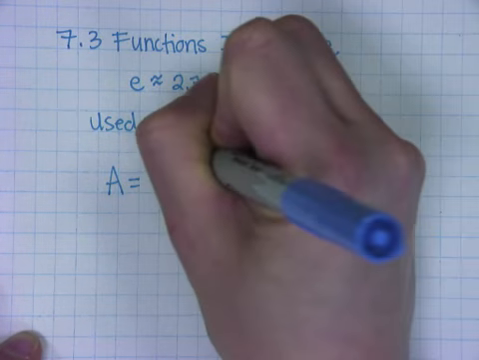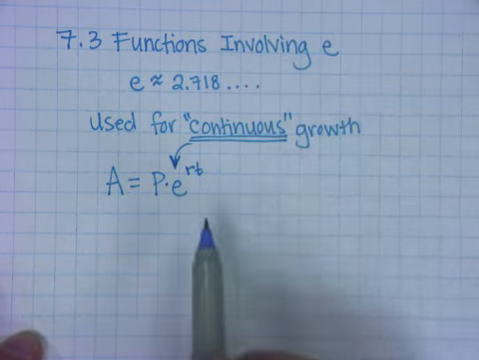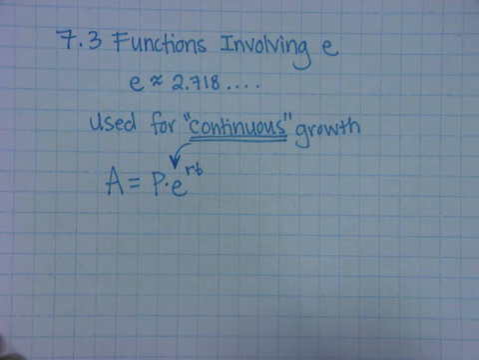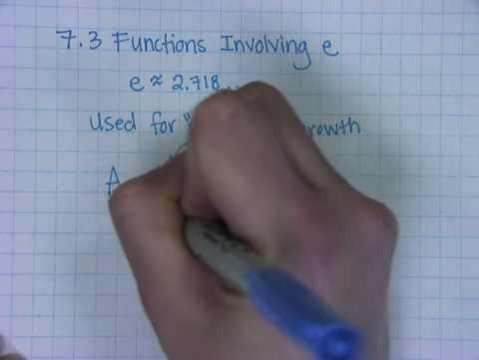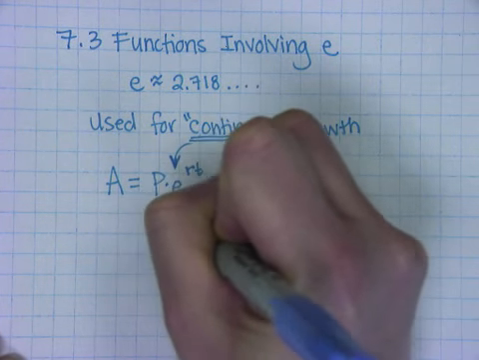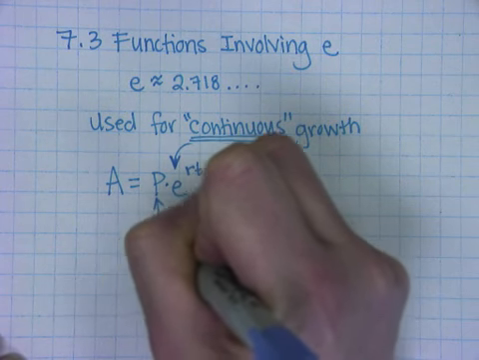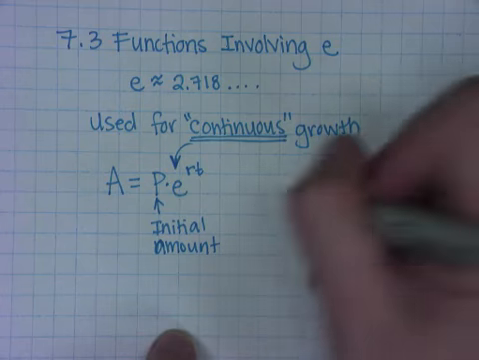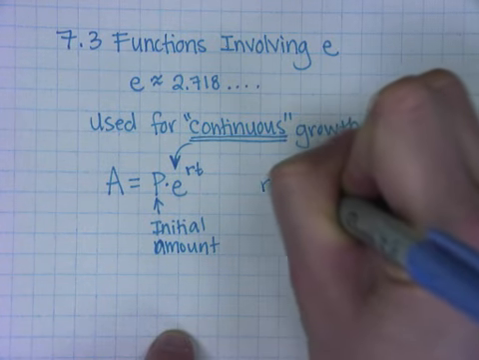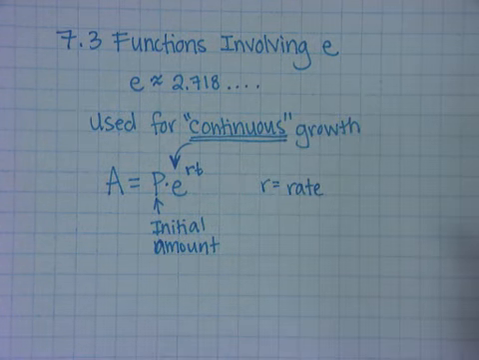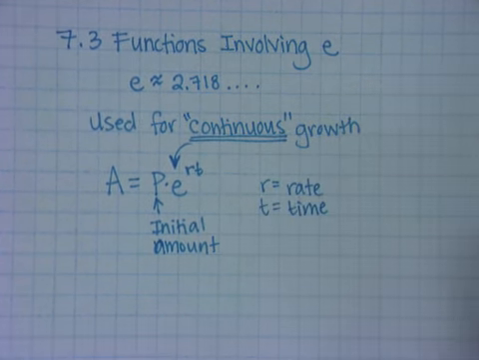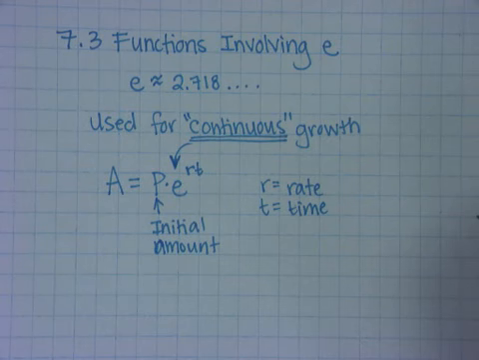The formula we've been using is very, very similar to this. So the P, what's the P stand for normally for us? Our P is what? It's our starting value. It's our initial amount. And then e is Euler's number. The r is the rate, the interest rate, or the growth rate. And t is time. It's usually measured in years for these formulas.